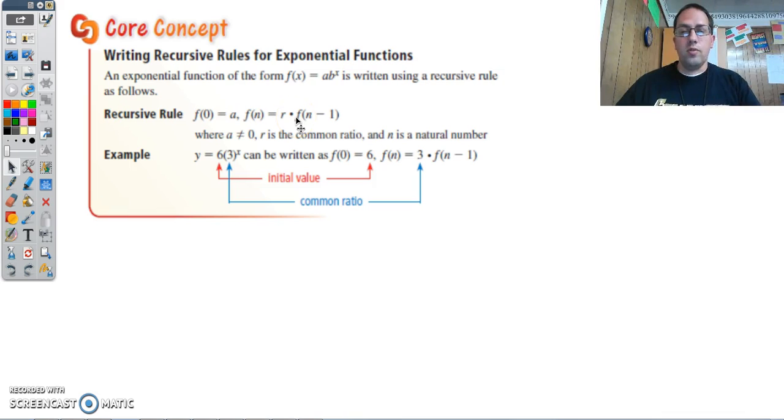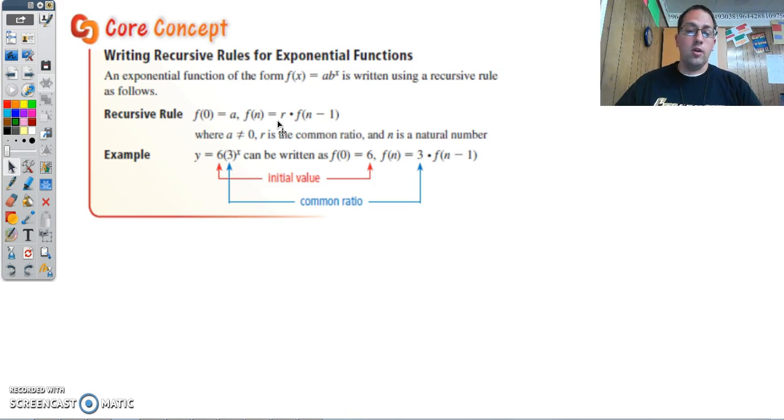This is really more looking at it as a pattern, right? This r, this is the common ratio. This says you're going to multiply by this number over and over and over again, right? And what this means, we have f of n and f of n minus 1. This is saying if you're looking for the 9th term in this sequence here, you're going to take n minus 1, so 8. You can take the 8th term and multiply by whatever that ratio is.